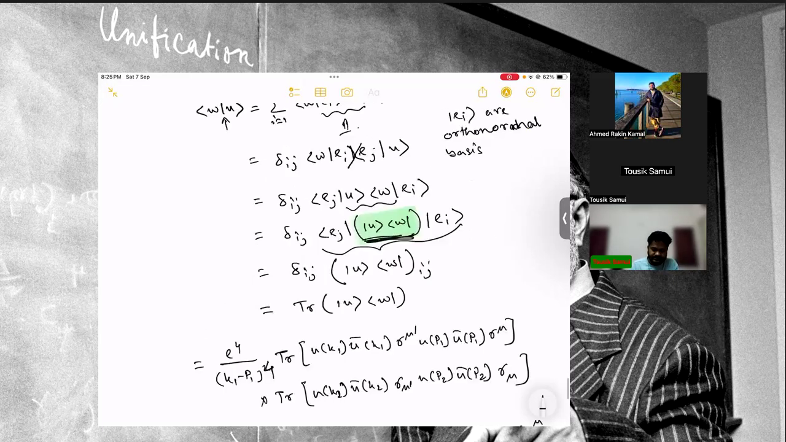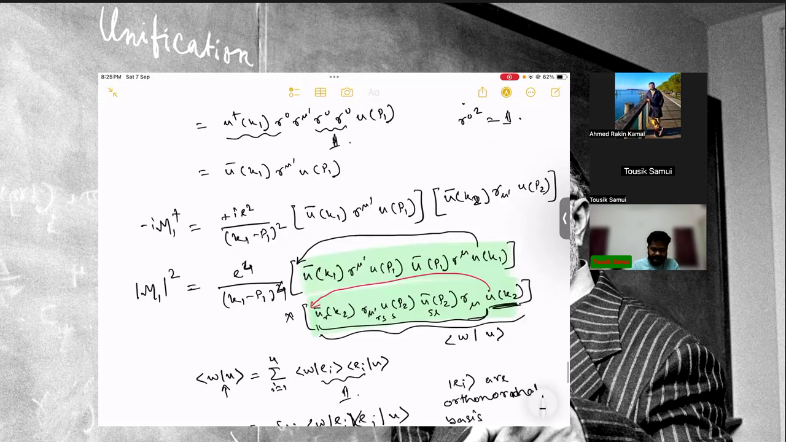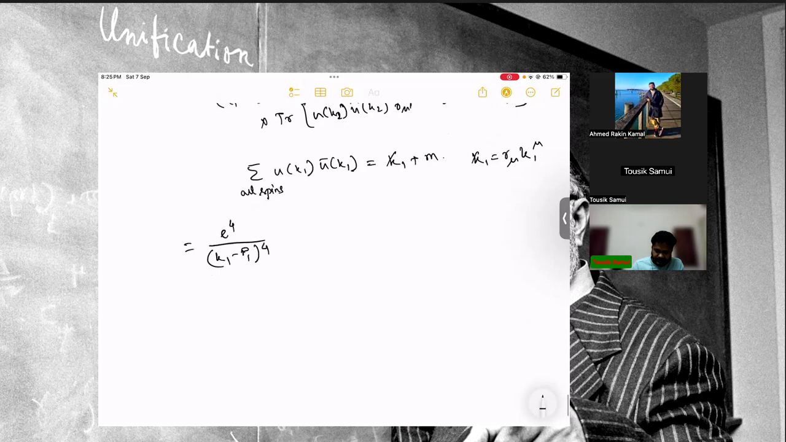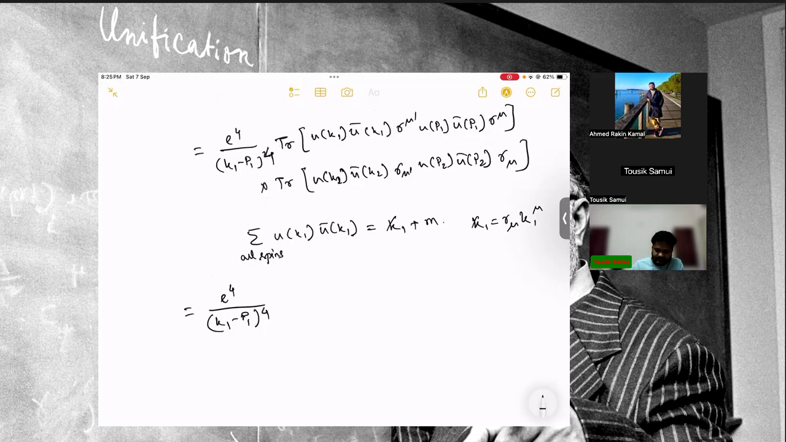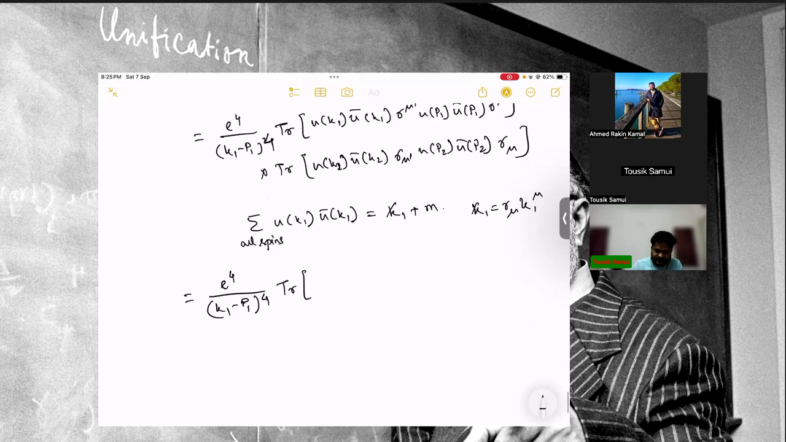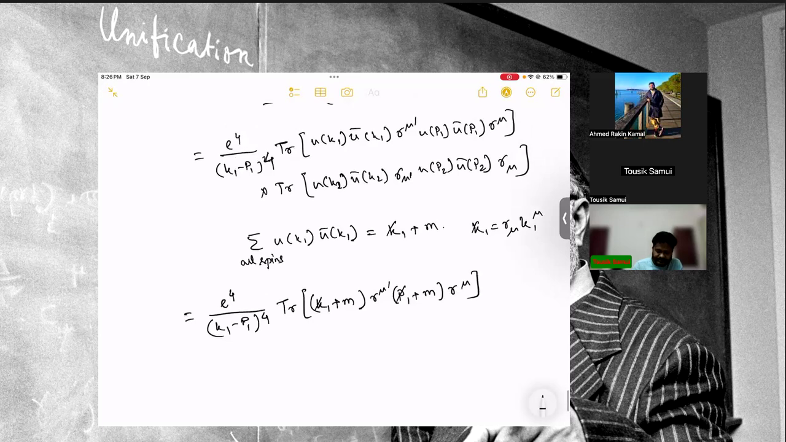so this will, and it will eventually be trace of (k1 slash plus m) gamma mu (k1 slash plus m), trace of k2 slash gamma mu prime (p2 slash plus m) gamma mu.